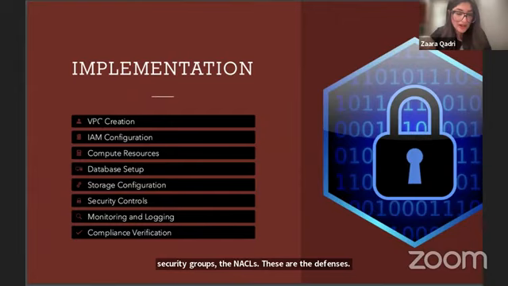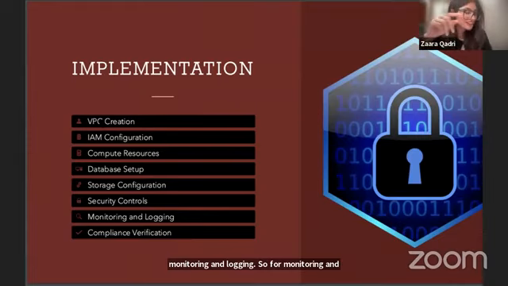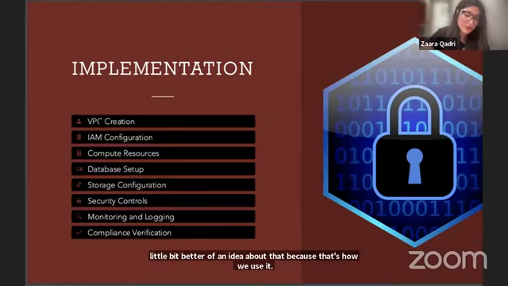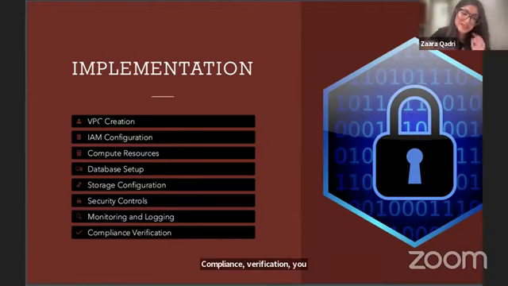Monitoring and logging. So for monitoring and logging, you set up CloudWatch and CloudTrail. Interestingly, I started recently using CloudTrail, so now I'm getting a little bit better of an idea about that because that's how we use it. Compliance verification, you use AWS rules to verify that everything is compliant.